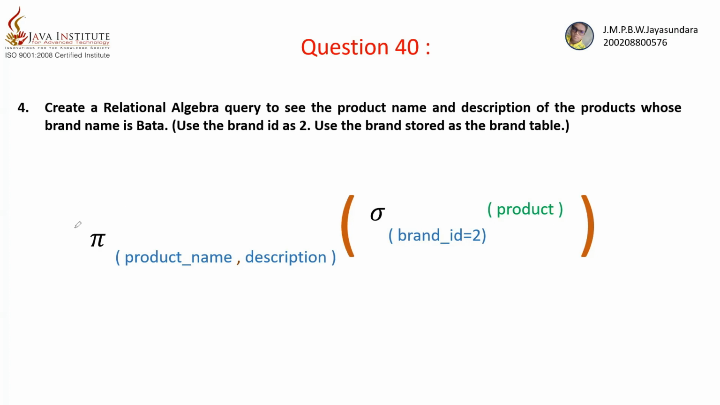So if we think about this statement in our SQL, it's more like select product name, description from product table where brand ID is equal to 2. That's how this statement looks like in SQL.